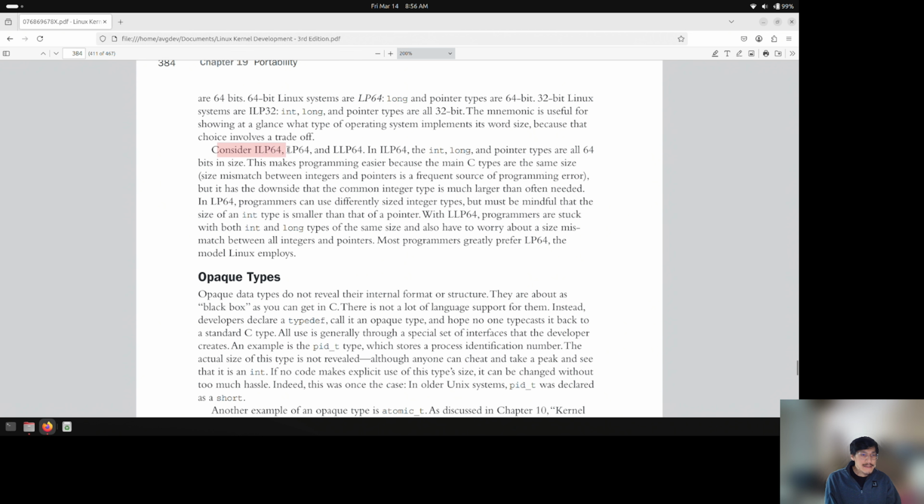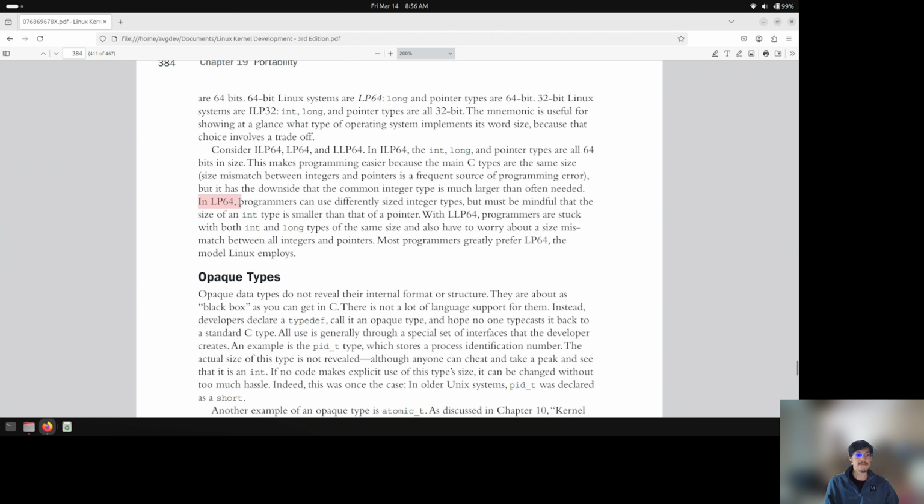Consider ILP64, LP64, and LLP64. In ILP64, the int, long, and pointer types are all 64 bits in size. Okay, this makes programming easier because the main C types are the same size. Size mismatch between integers and pointers is a frequent source of programming error, but it has the downside that the common integer type is much larger than often needed.